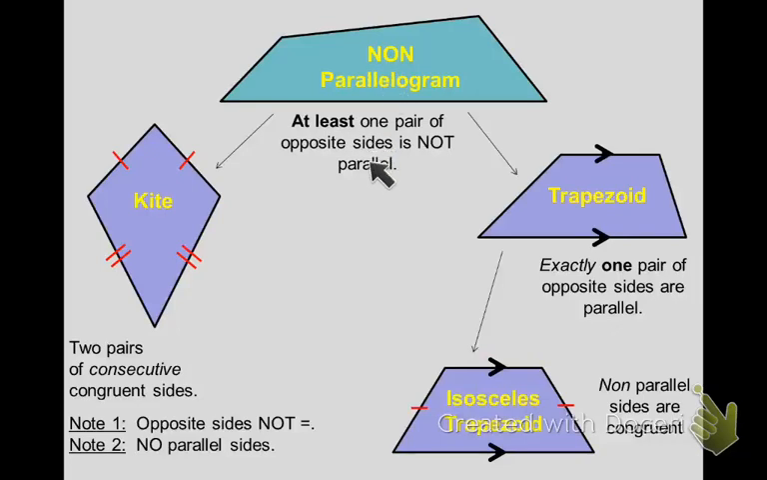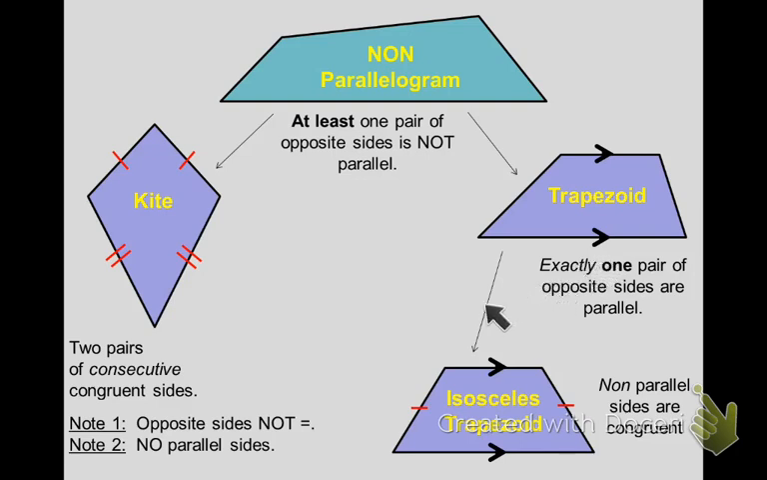Remember, to be categorized as a non-parallelogram, we need at least one of the pairs of opposite sides to be not parallel. If you have both pairs of opposite sides parallel, then it's a parallelogram, right? You can have one pair be parallel, and that would be a trapezoid. So if one of our pairs of opposite sides is parallel, but the other pair is not, then it's a trapezoid. Okay?